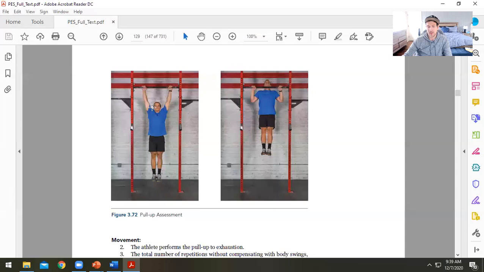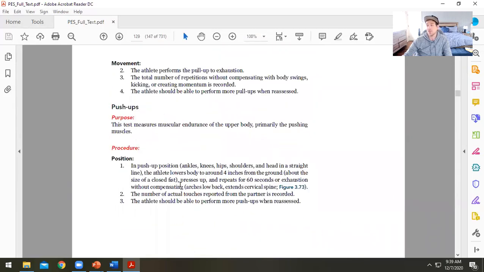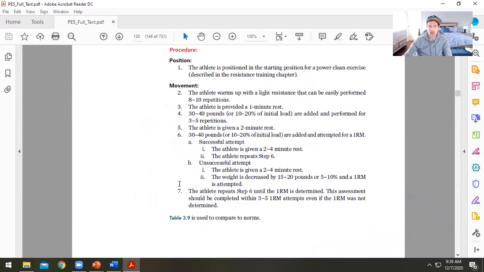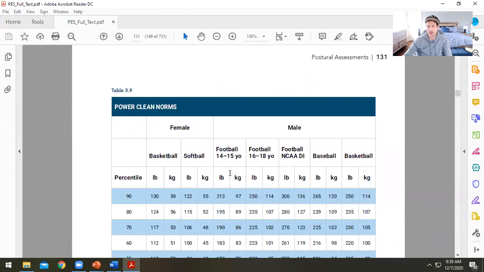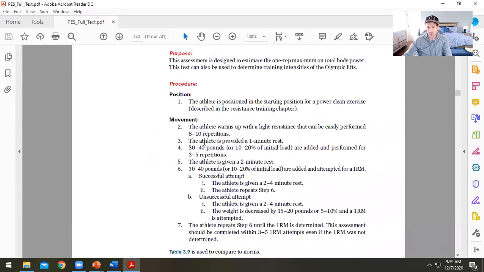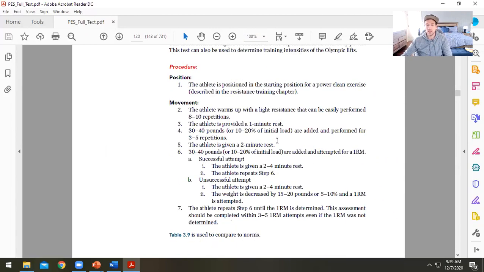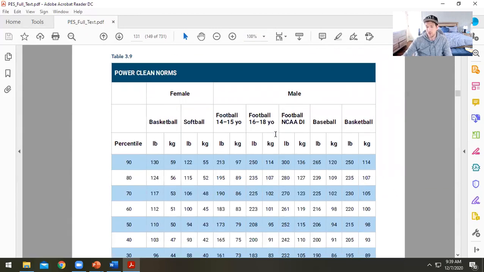Pull-up assessment, right? How many pull-ups can you do? Can you do them with good form? Push-up assessment, how many push-ups can you do? So we see a lot of strength stuff there, right? And take a look, you can see here are also our power cleans, doing a power clean assessment. What's your 1 rep max cleaning a barbell? Which is a pretty complicated movement, but here are our standardized tables that we're looking for females and for males.